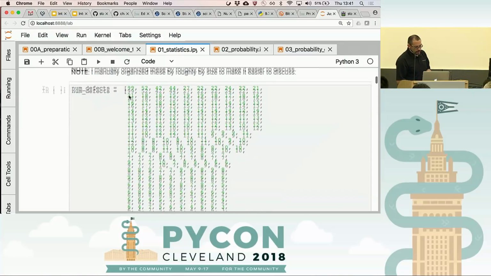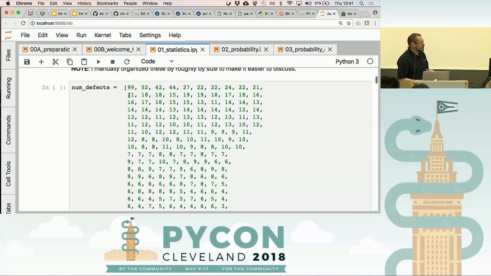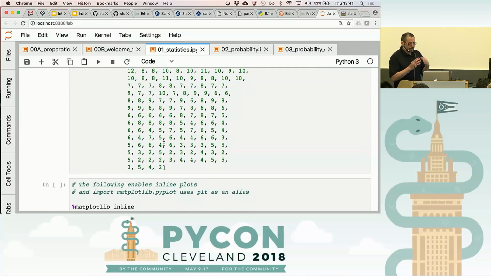All right. So I have this data, and it is this number of defects. I purposely kind of organized it so it's kind of bigger numbers at the top, smaller numbers at the bottom. They're not quite sorted, but we see some things like there's a 99, there's a 52, there's a 42. At the bottom, we have some 2s and 3s and 4s. I don't know, there's like 208 or some odd numbers.